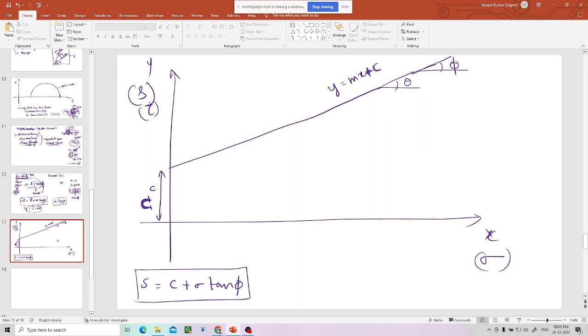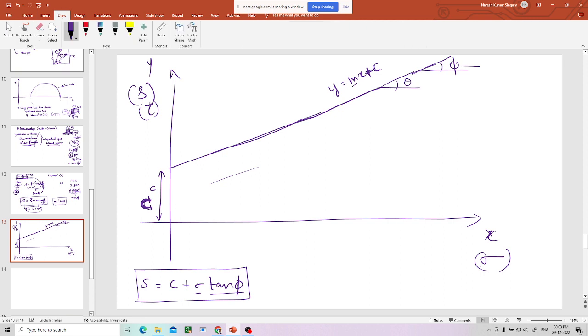Now S equals tan phi into sigma plus c. M is nothing but tan phi, so S equals sigma tan phi plus c, the cohesion. So that's how shear strength is a straight line. The shear strength equation is a straight line whose intercept on the y-axis, the shear strength axis, is cohesion, and whose angle is the friction angle. So if you can develop this line, then from that line you can find the friction angle and the cohesion. Then by using those two, you can find the shear strength.